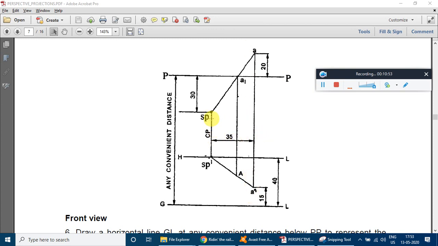Now these lines will coincide at a point. Mark that point as SP and mark this point as SP dash. Now join A and SP, and join A dash and SP dash, and mark these two points as A1 and A. Are you clear? This is a very basic problem. In the next video we will see a somewhat more complex problem which solves the perspective projection problem in 3D view. Thank you.